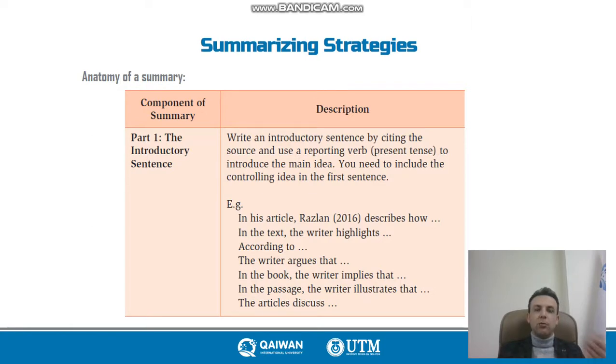But in note taking, we can take notes about, for example, the main idea of the paragraph. We can take notes about the major supports, and then we can explain them in our own words. This is the anatomy of a summary.